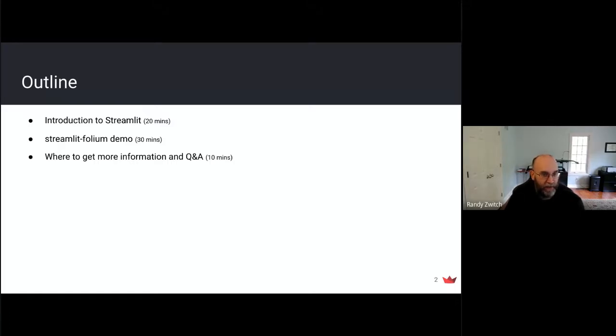And then, I sent the slides to James already. So all of this is available on GitHub. So if you want to get these slides later, if you want to check out Streamlit Folium on GitHub, all of this information is available.